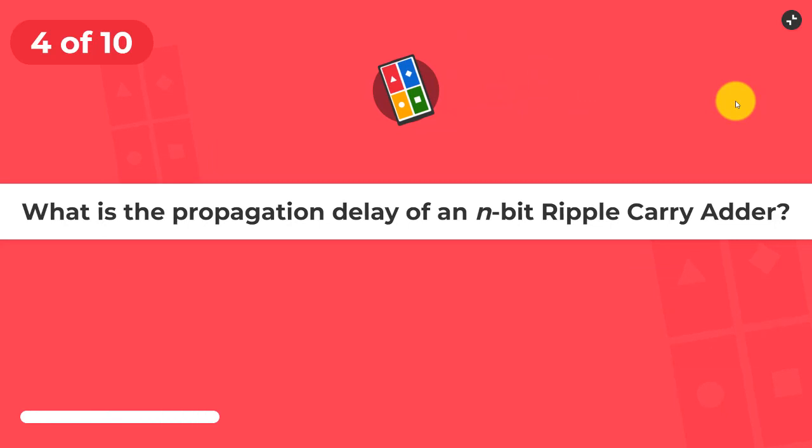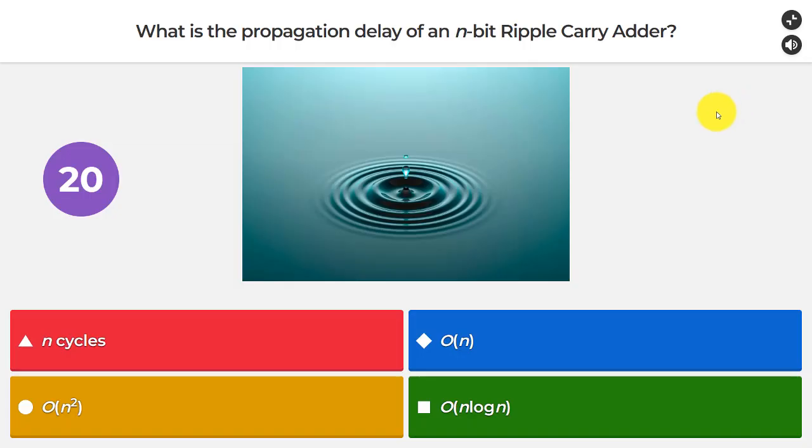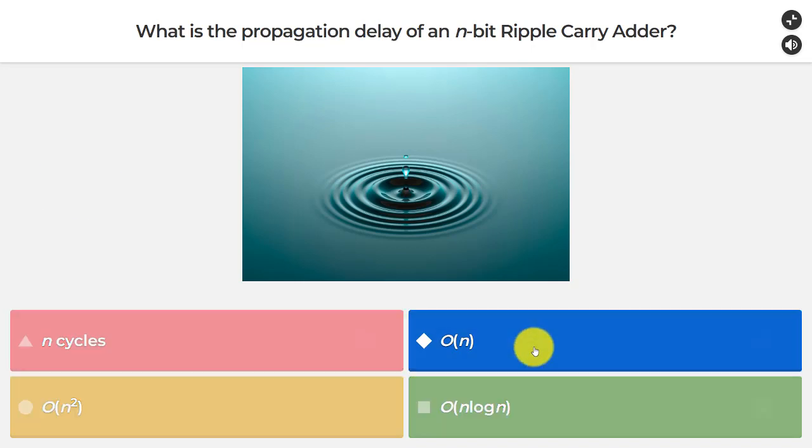Question number 4. What is the propagation delay of an n-bit ripple carry adder? Is the propagation delay going to be n cycles? Is it going to be O of n squared, or O of n log n? Of course, the answer in this case is going to be O of n.